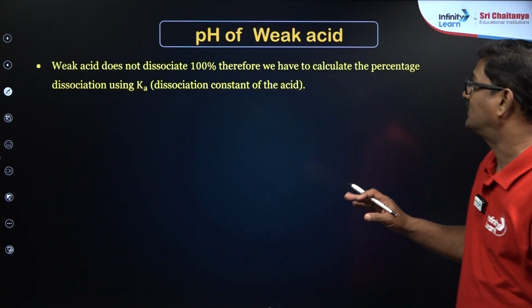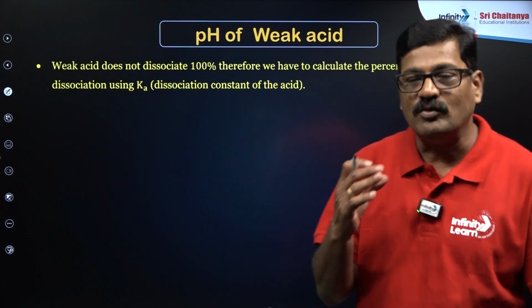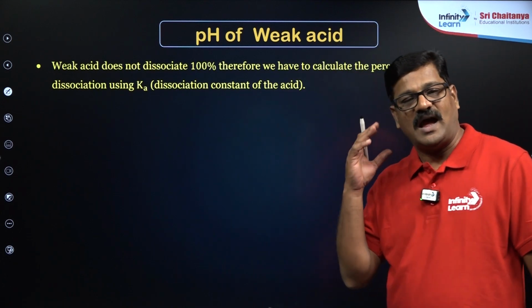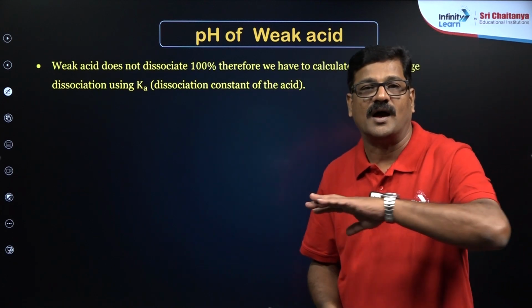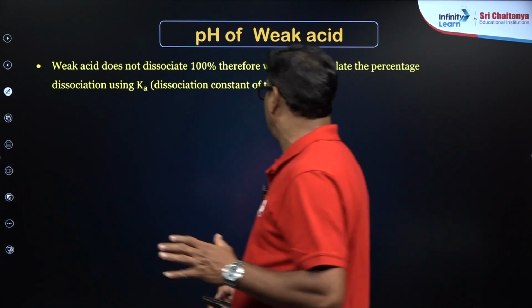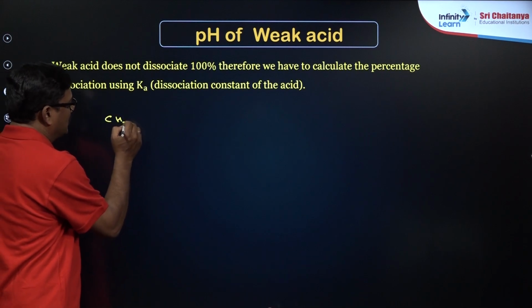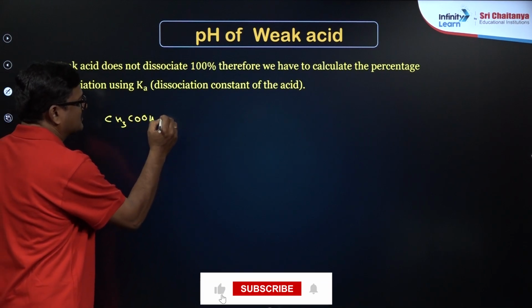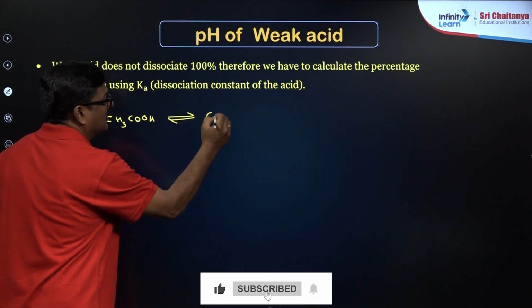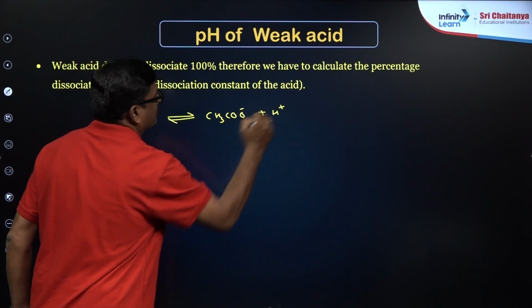Let us go ahead with the weak acid or weak base. So how do you do the weak acid? Because a weak acid does not actually ionize completely. You can calculate using a simple example, let us say CH3COOH is a weak monoprotic acid that gives rise to CH3COO minus and H plus.